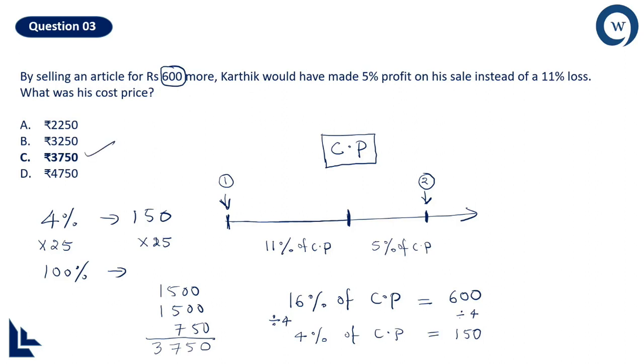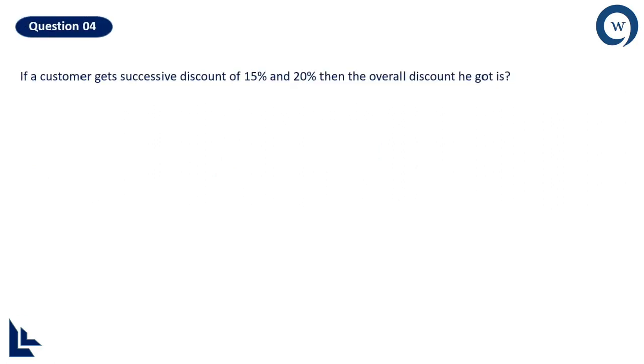Now we'll move on to the next problem. Question number 4 for all of you is over here, and the answer choices are also available. Let's see what the right answer to this particular question is. Answer to this question is 32%.